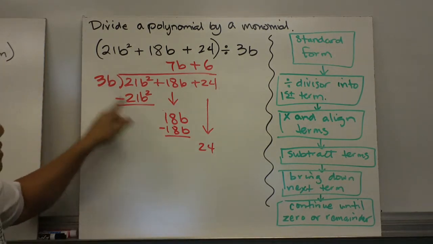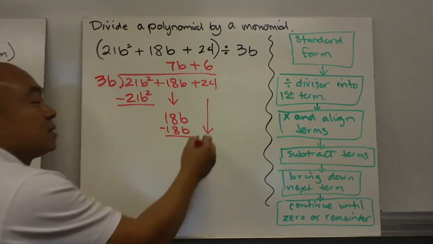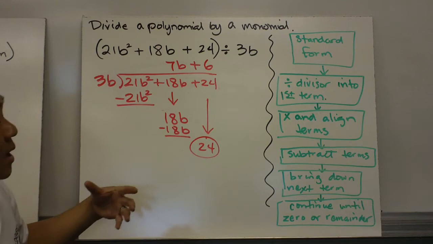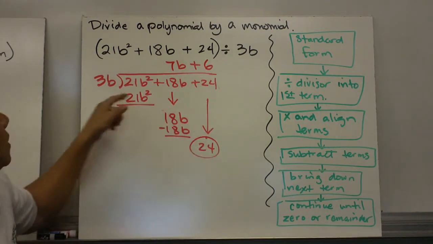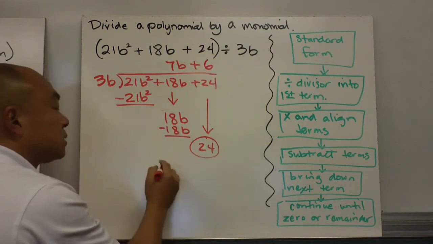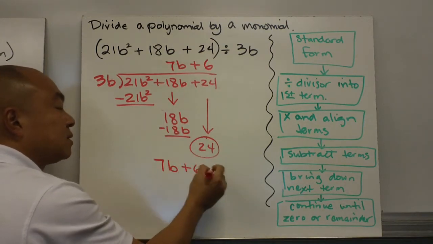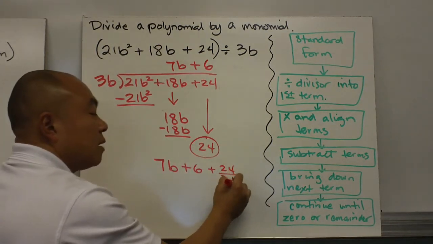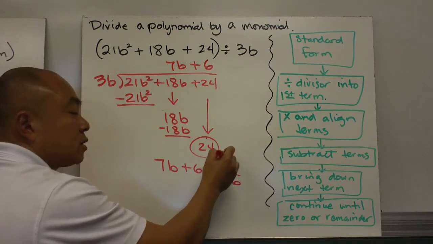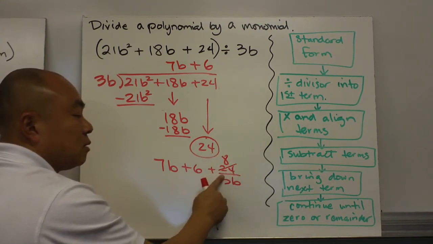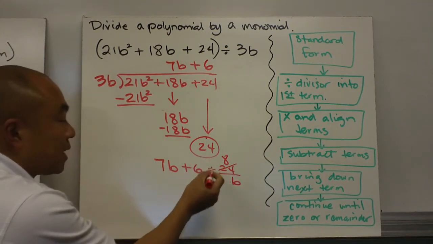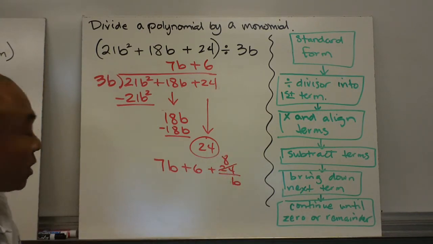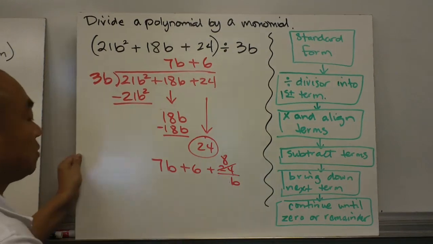Now, I cannot divide 3b into 24, so this is my remainder. If you have any remainders, then you're going to do like what you did with whole numbers: you place the remainder as your numerator and keep this as your denominator. So I'm going to rewrite this answer. It's going to be 7b plus 6, and then plus 24 over 3b. You could probably simplify this a little bit more. This could be 8, and then you have a b right there. So the answer is 7b plus 6, and then here's your remainder, 8 over b. Alright, any questions on that part? Make sure that you do ask when we get back to class.